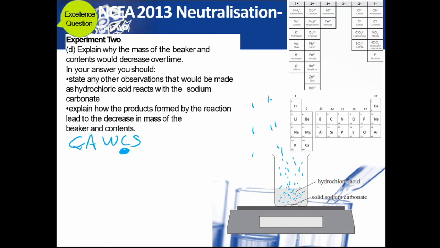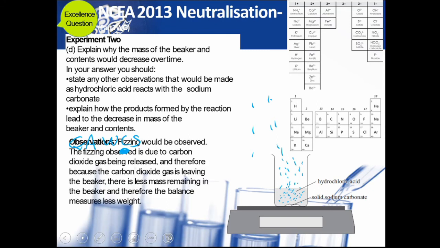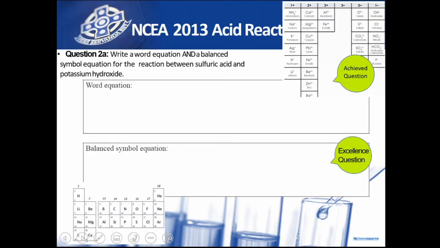Okay, let's look at the model answer. The observation is fizzing will be observed. The fizzing observed is due to the carbon dioxide gas being released, and because the carbon dioxide gas is leaving the beaker, there's less mass remaining in the beaker, and therefore the balance measures less mass or less weight.